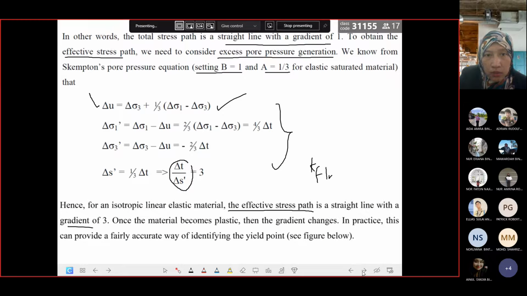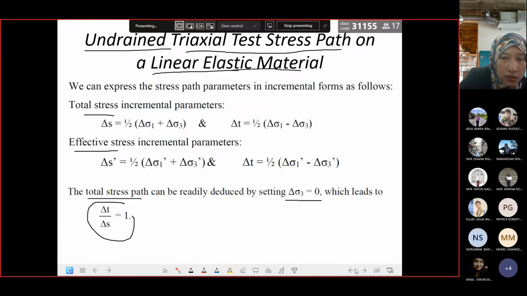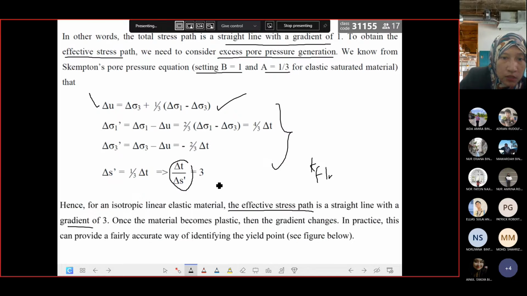Okay, bila kita kaitkan sampel dengan pore water pressure, and then we know what is the B and we know what is the A, so you boleh dapatkan the deriving of the difference delta S dan juga delta T. So ini pun cara lain jugalah, you akan nampak delta T, delta S tak semestinya 1, tak semestinya 3 dan tak semestinya setengah. Dia bergantung kepada maklumat apa yang diberikan.